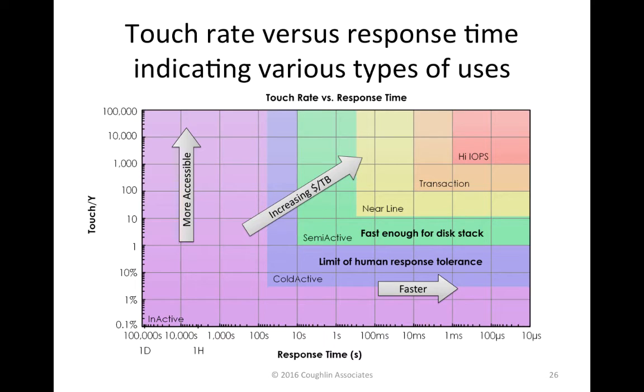On the horizontal axis, we have something called the response time. That is the time from when you initiate a command, an activity, to when that command is completed and it's ready to do another command. That's called the response time. This also is given in a log scale, going from short times on the right to very long times on the left. And the touch rate goes from very low touch rates at the bottom to high touch rates at the top. So as you go up the vertical axis, you have more accessibility to the data and the devices.